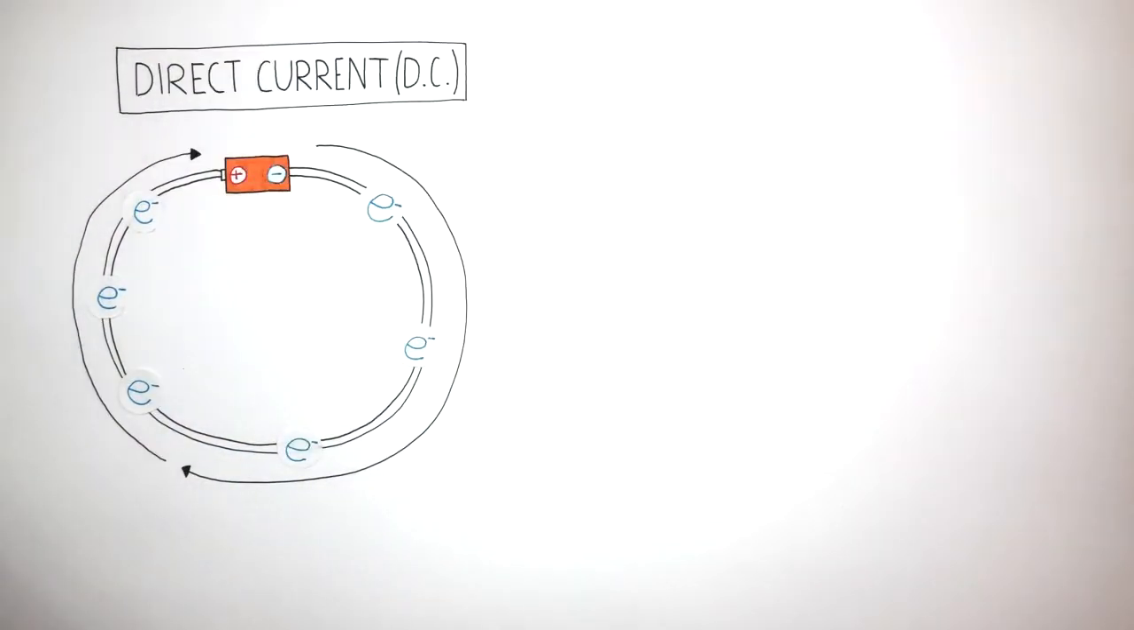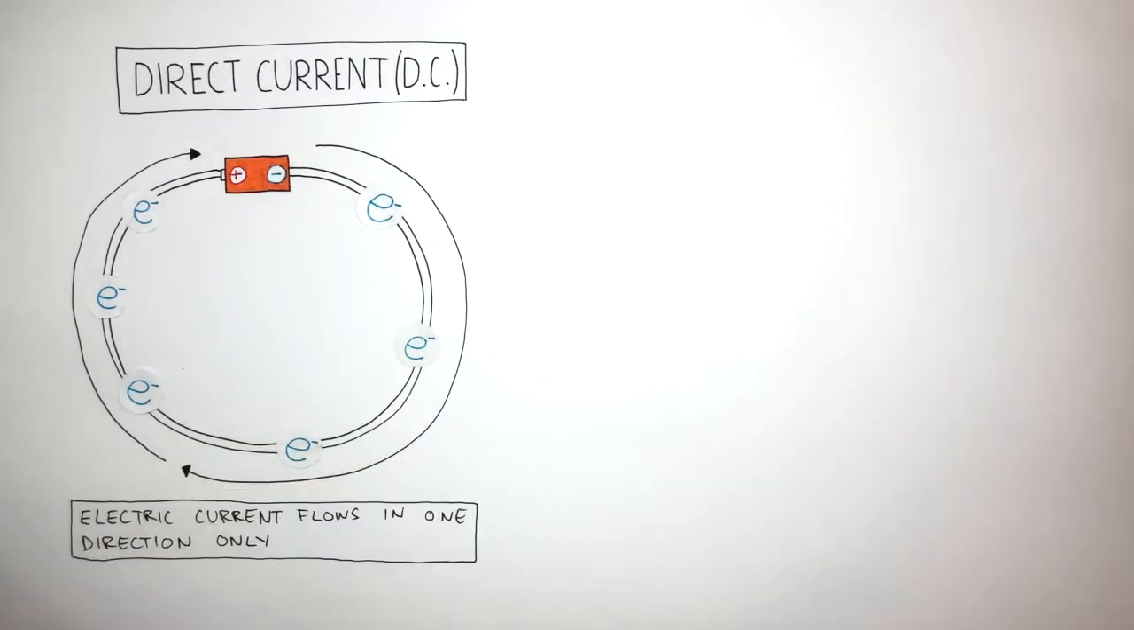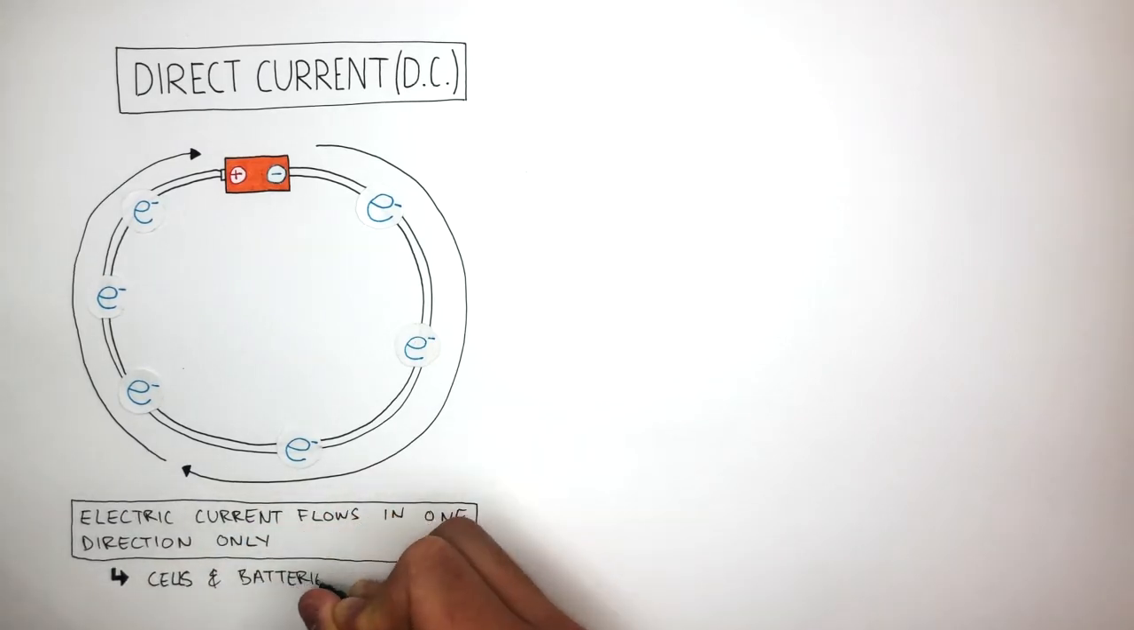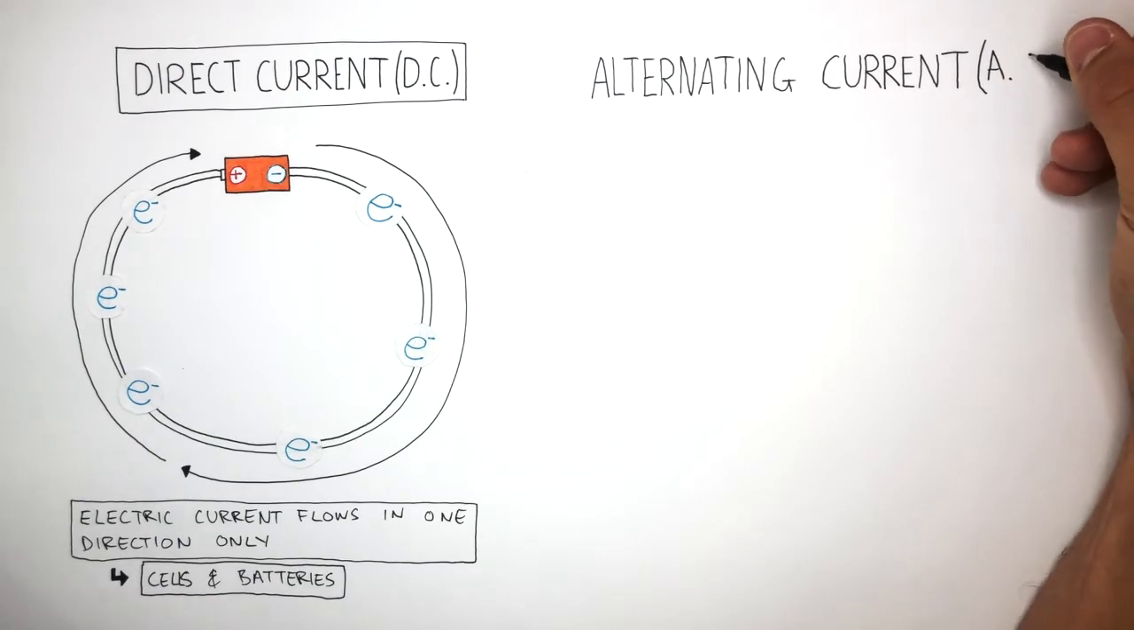A direct current is where the electric current flows in one direction only, and this normally happens in circuits powered by cells and batteries. An alternating current is also known as AC.